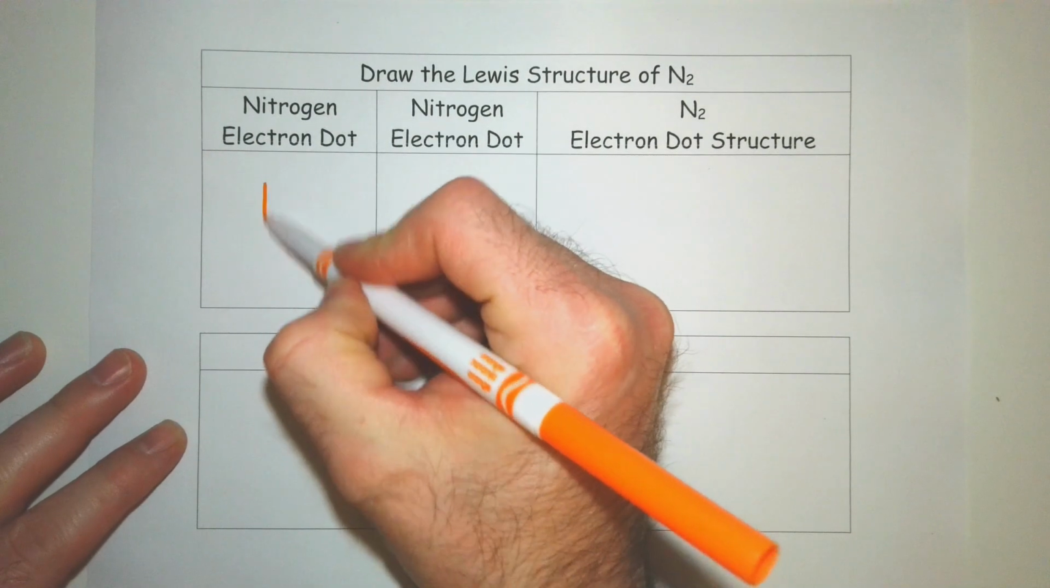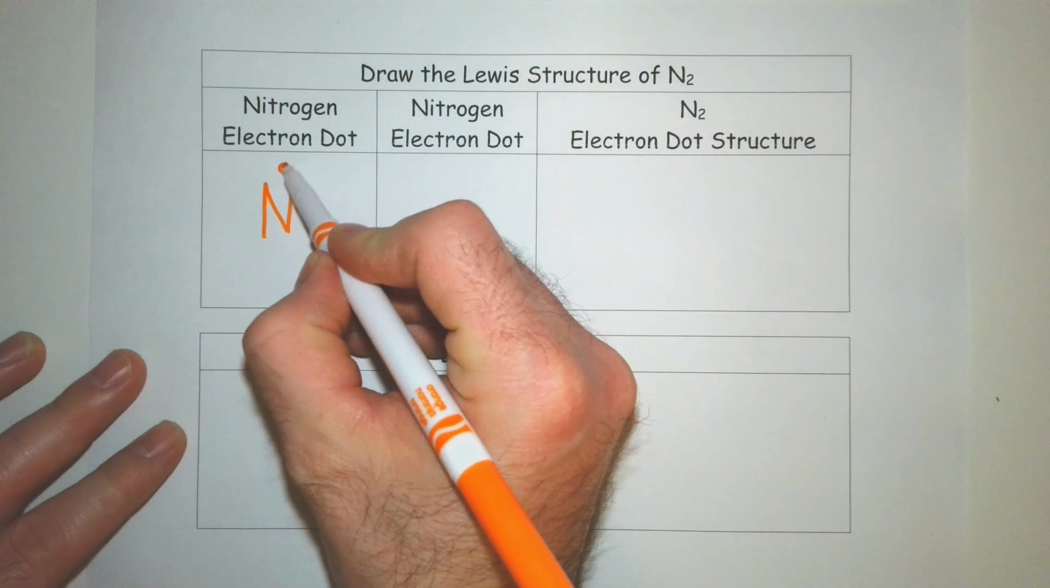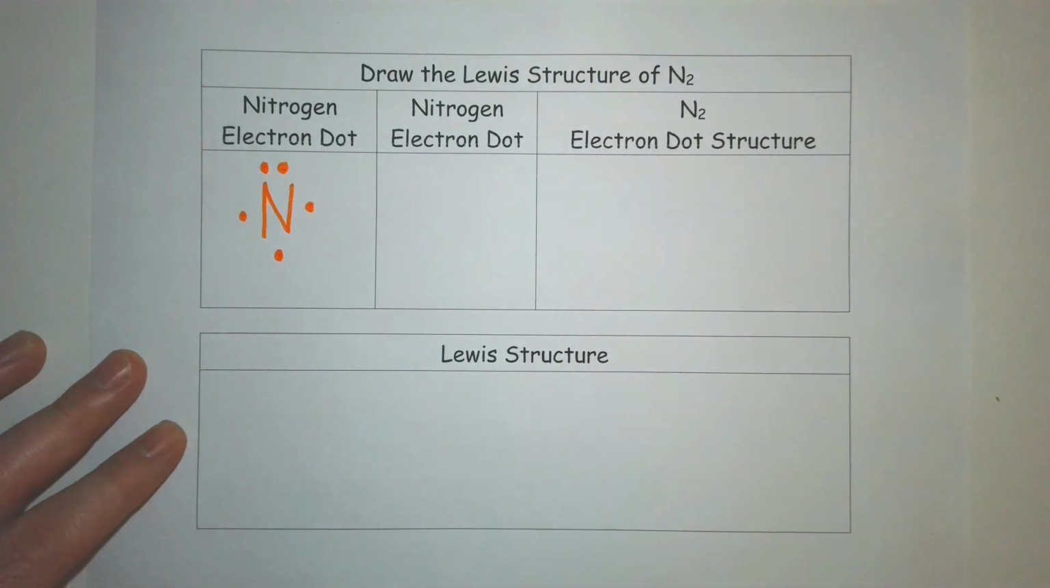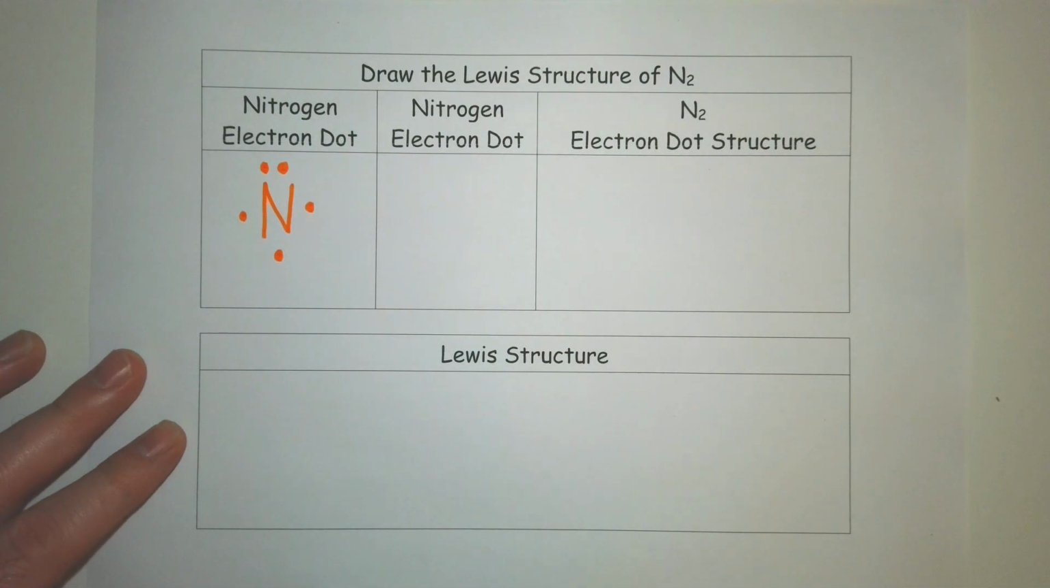Nitrogen is a group 15 element. It has 5 valence electrons. So I'm going to draw the electron dot structure right here of a nitrogen atom, and we can see that it has 1, 2, 3 unpaired valence electrons. 3 unpaired valence electrons means it's going to form 3 bonds.